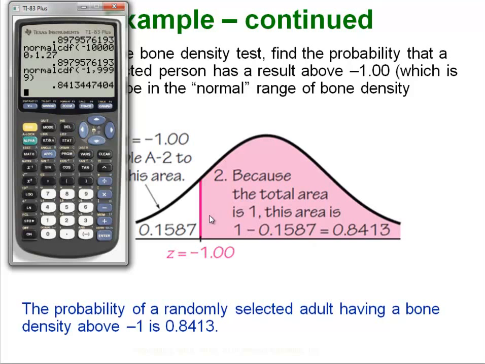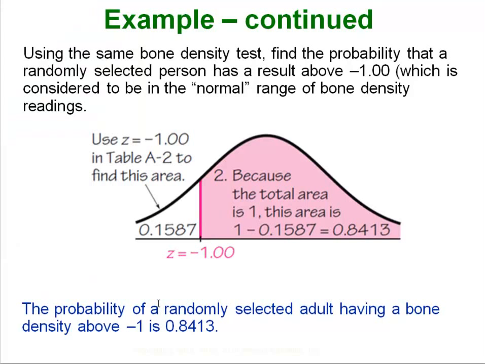See, the tables always give you area below. So you would have to look up negative 1 in the table. It would give you 0.1587. See, because it gives you the area below. And then you have to do 1 minus it, because the total area is always 1, right? So this ends up being the complement. So it's 1 minus it. And you get that same answer of 0.8413. So there's an 84% chance, or a little bit more than 84% chance, that anybody that you choose at random will have a normal range of bone density.